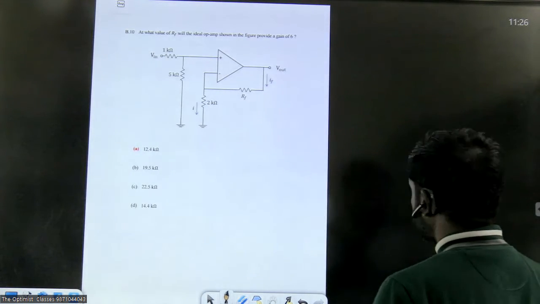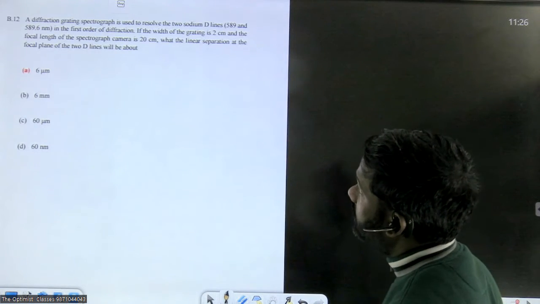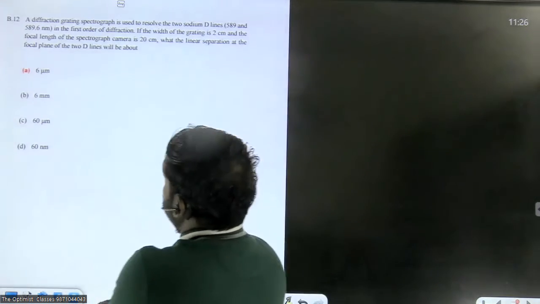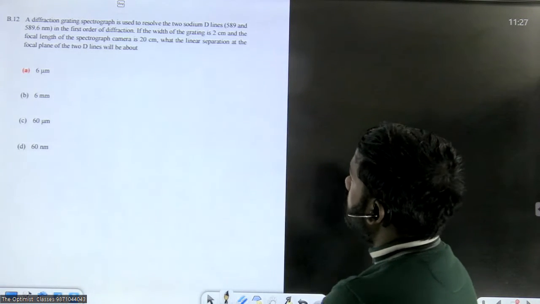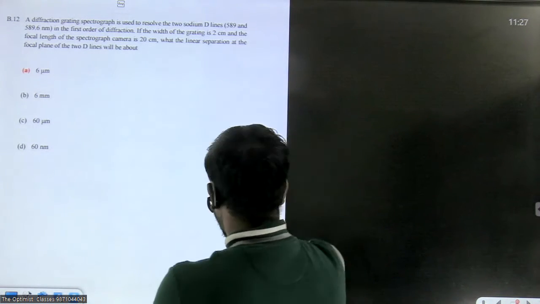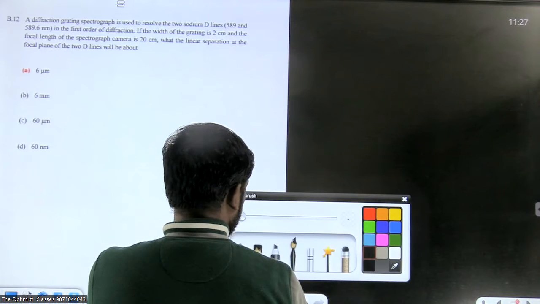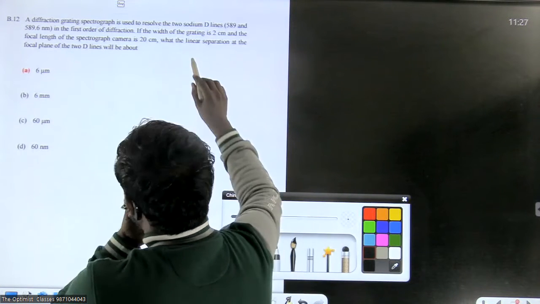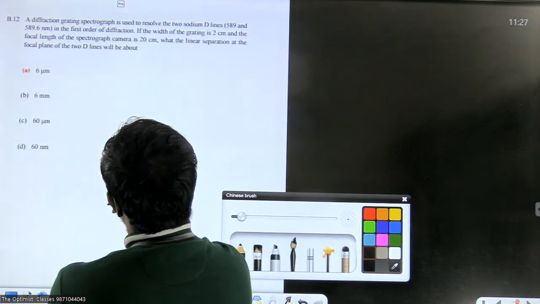This is an electronics question which will be discussed towards the end. This will also be discussed towards the end. Now this is a question from diffraction. It says a diffraction grating spectrometer is used to resolve two sodium lines. One wavelength is given as 5890, the other wavelength is 5896. So the question is, 589.6 nanometer in first order diffraction.